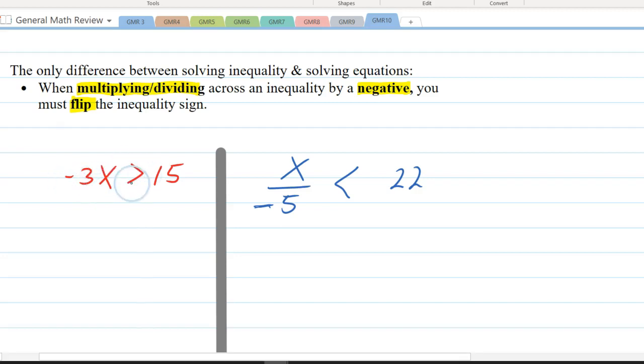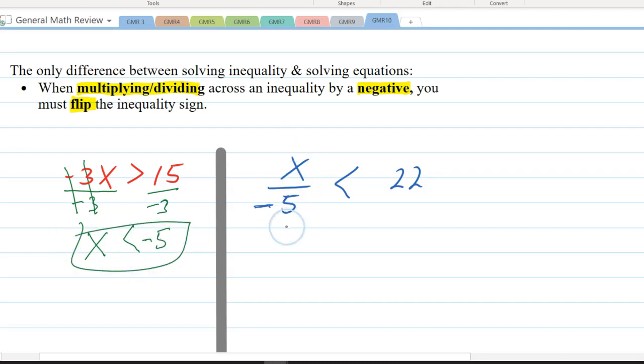I have negative 3x is greater than 15. I get the x by itself by doing the opposite. I divide by negative 3. What I do to one side, I do to the other. Divide by negative 3. Negative divided by negative cancels. 3 divided by 3 cancels. That gives me x. Now because I divided across an inequality by a negative, I flip the symbol and I have a negative 5.